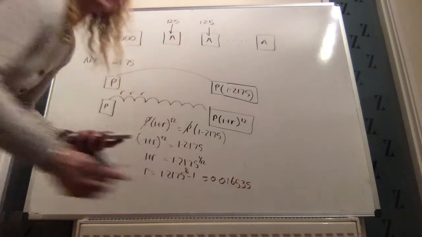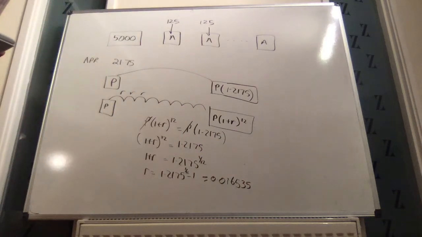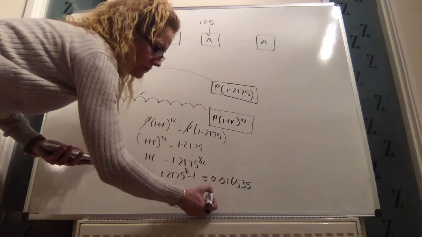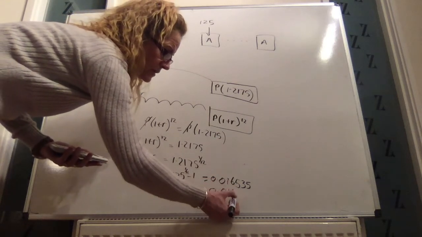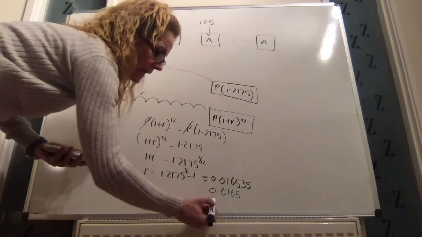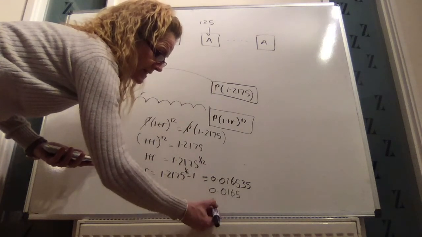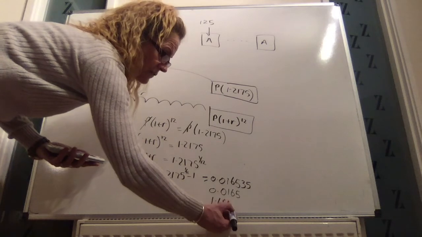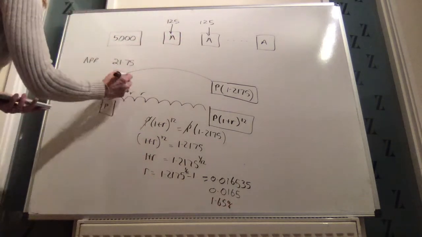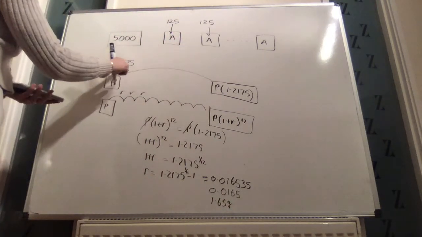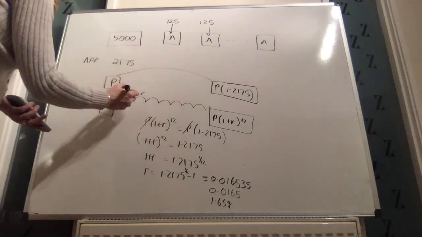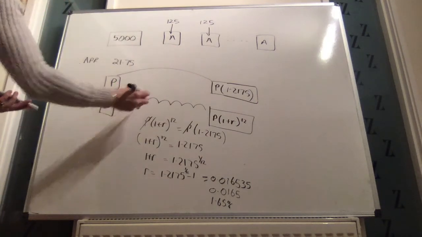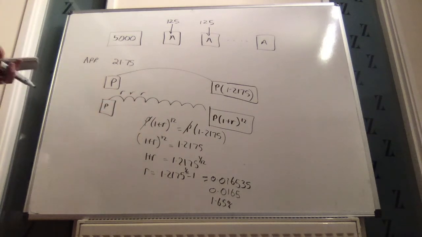That equates to 0.01635. Now, I think they said to correct to 3 significant figures. So to 3 significant figures, that would be 0.0165. That's the interest rate as a decimal, so it would be 1.65%. So paying 21.75% at the end of a year is the same as paying compound interest of 1.65% every month. Okay.